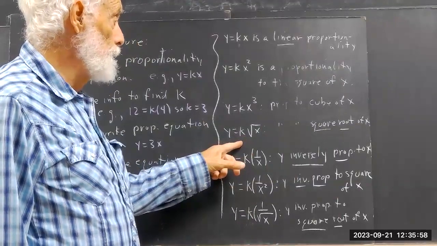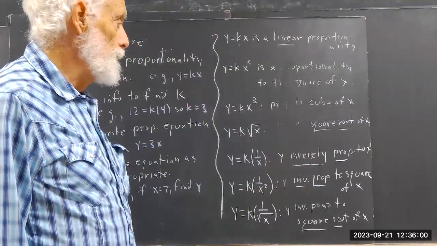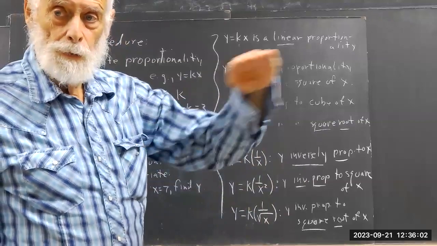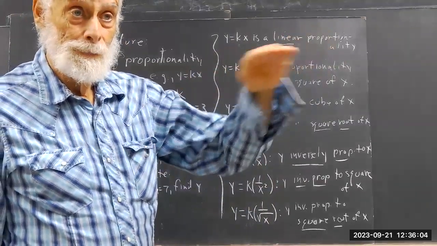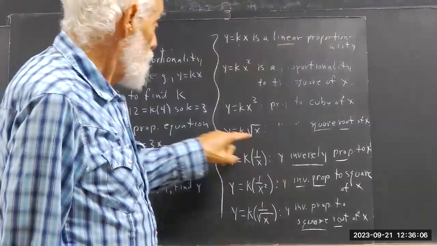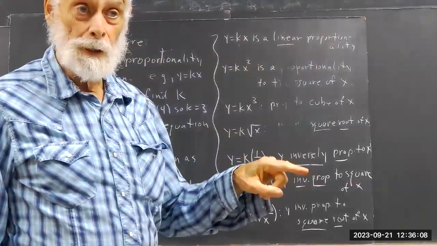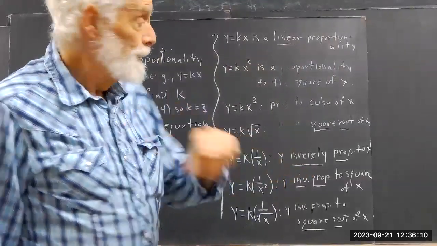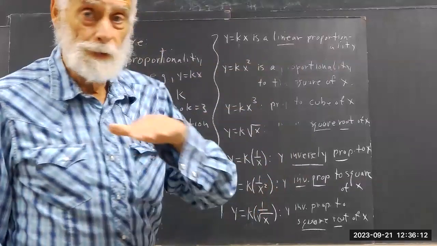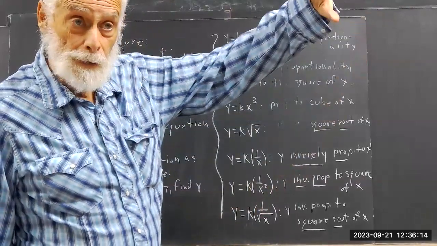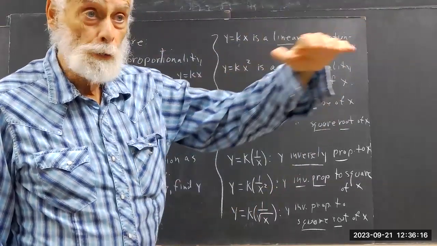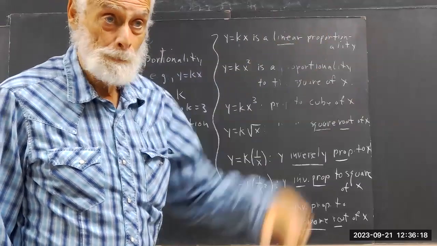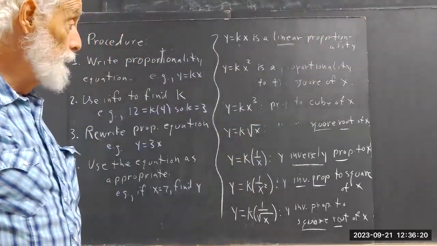k times the square root of x is proportional to the square root of x. You know the square root of x has a graph that does this. Now, y still gets bigger as x gets bigger, but whereas the squaring and cubing functions get bigger faster and faster, this one gets bigger slower and slower. It keeps getting bigger, and there's no limit how big it can get.